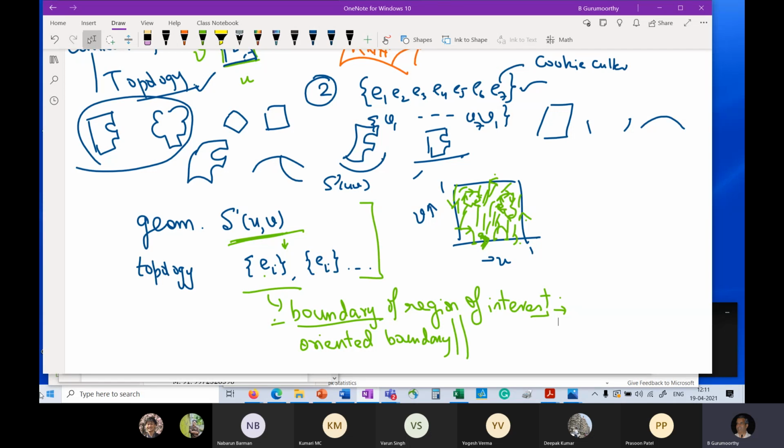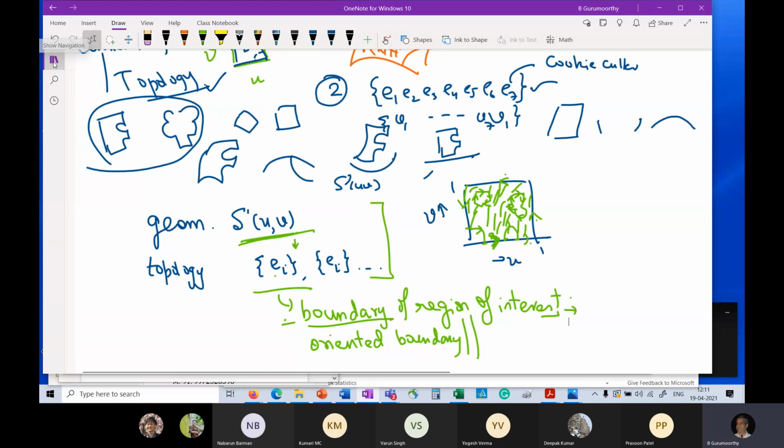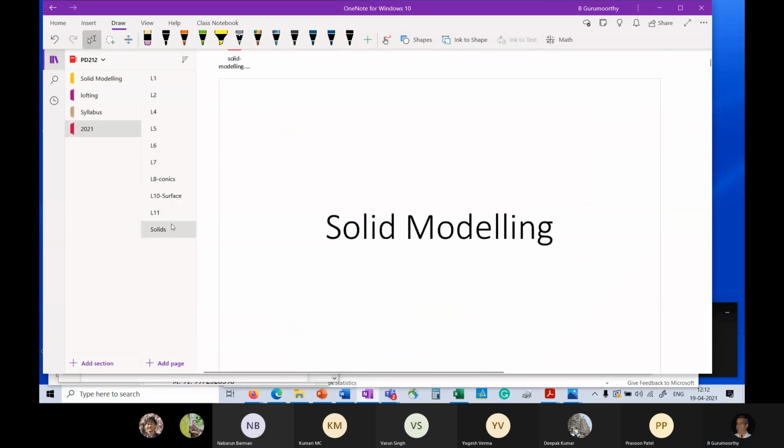Okay, if there are no questions, then I will continue. The next thing that we want to do is to look at the next higher dimension, which is solids.